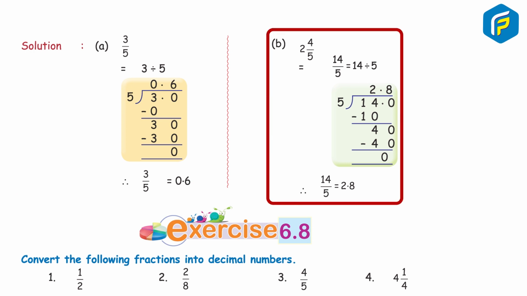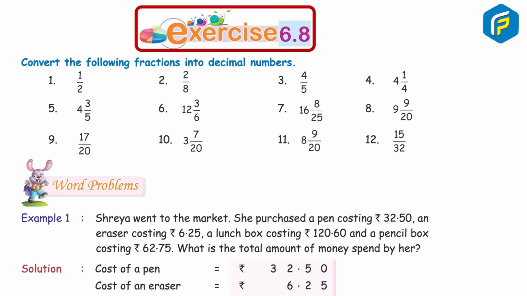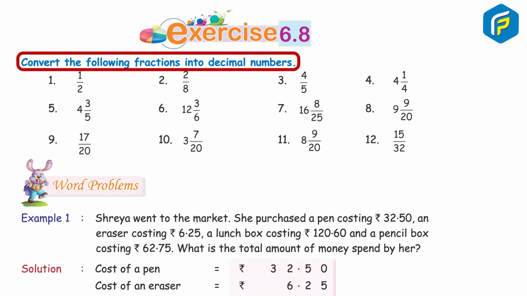2. 14 upon 5 equals 14 divided by 5. 14 upon 5 equals 2 upon 8. Exercise 6.8. Convert the following fractions into decimal numbers.